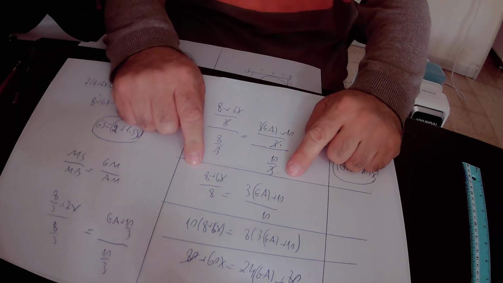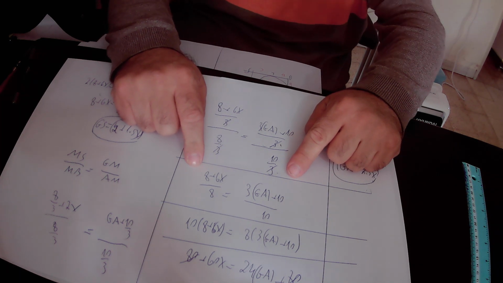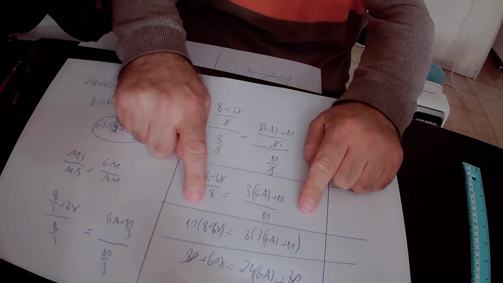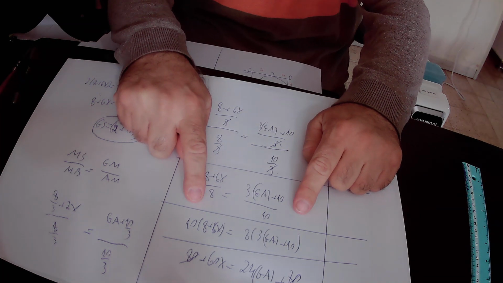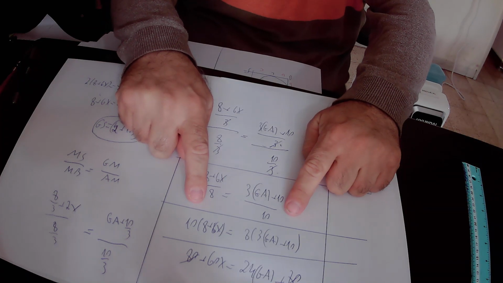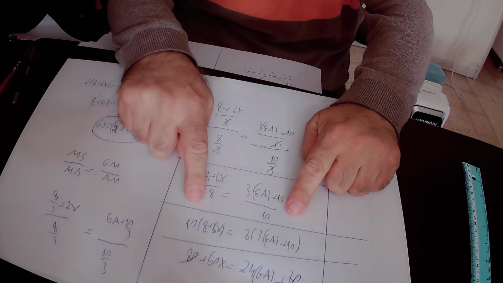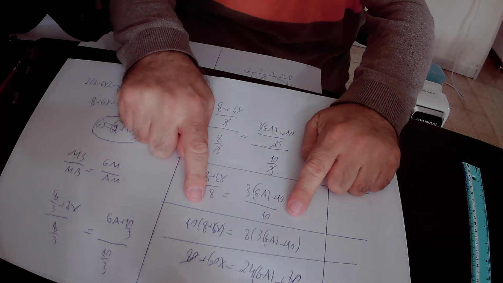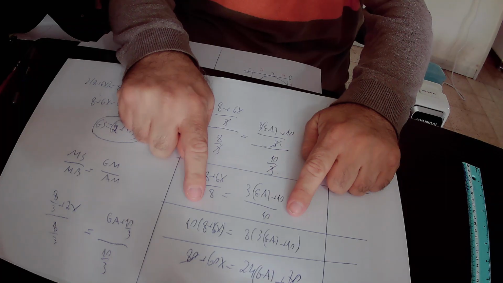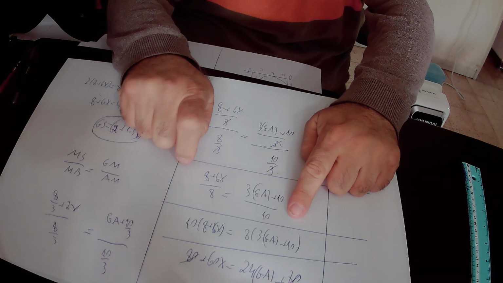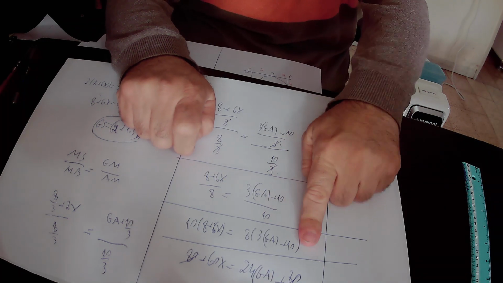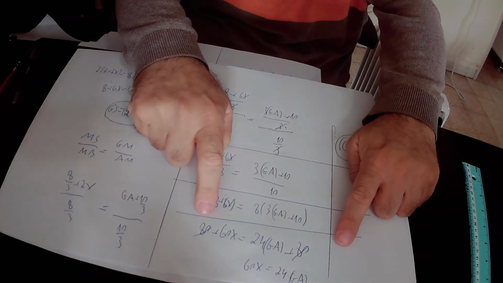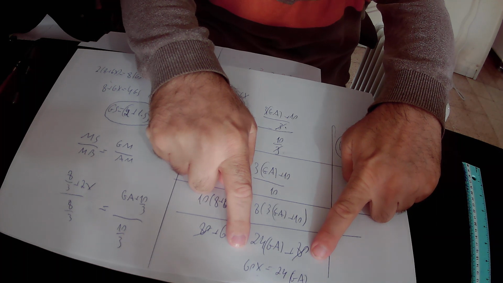Okay, so here of course we cross-multiplied this equation and found out that 10 times 8 plus 6x equals 8 times 3GA plus 10. We open the brackets on both sides of the equation and found out that 10 times 8 is 80, plus 10 times 6x is 60x, and that equals 8 times 3GA, which is 24GA, and 8 times 10 is 80. So we have 80 on both sides of the equation, so 80 will get cancelled. We are left only with 60x, which equals 24GA.